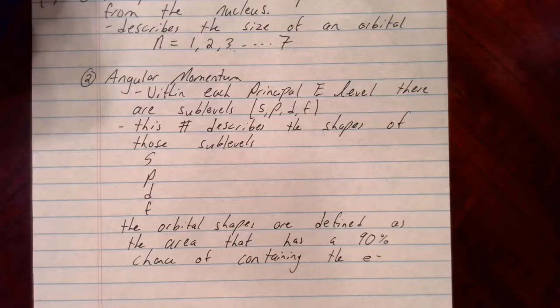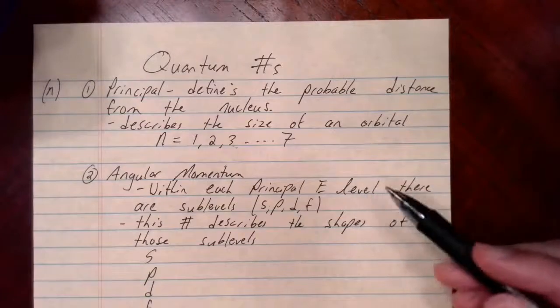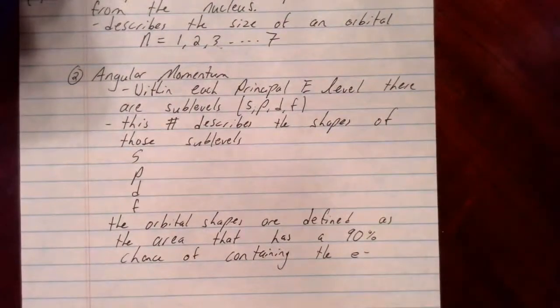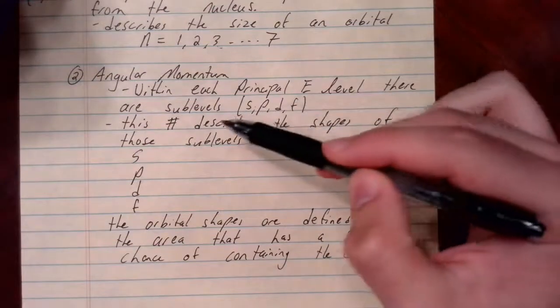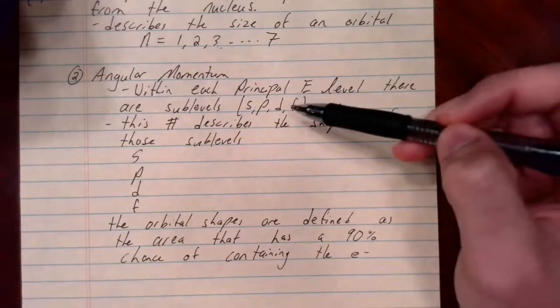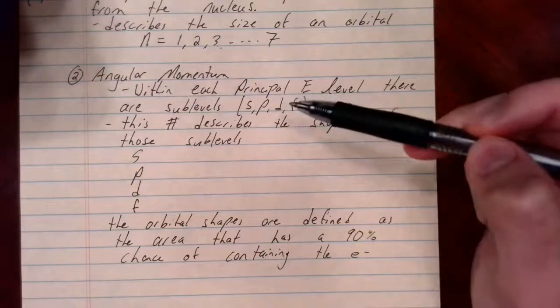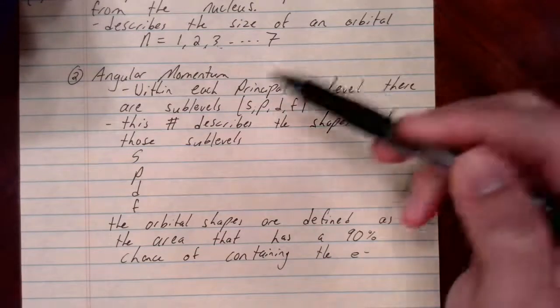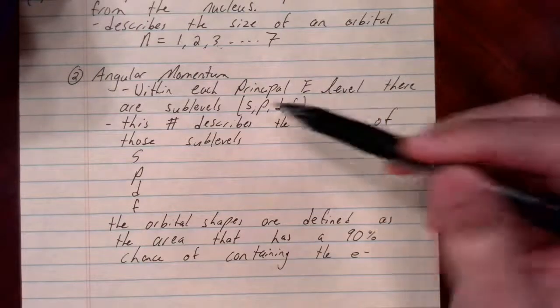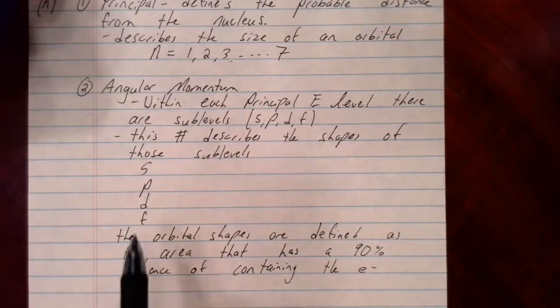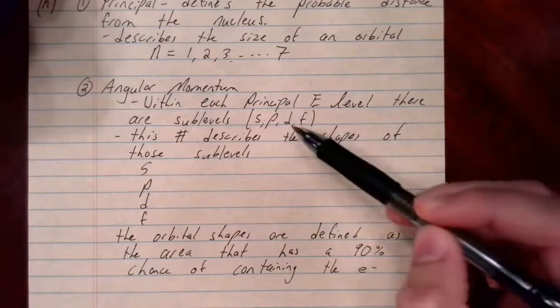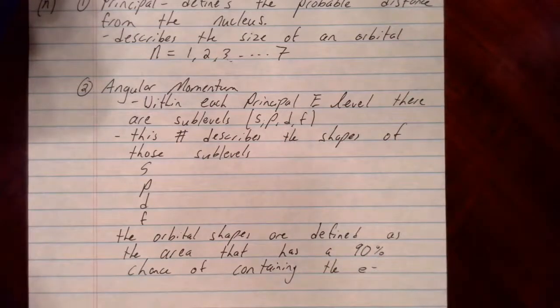Next we have the angular momentum quantum number. Within each of the principal energy levels described by the first quantum number, we have what we call sublevels, smaller levels within that main level, the 1, 2, 3, 4, 5, 6, 7 levels. Each of those has smaller sublevels. The 4 types of sublevels that we have are called s, p, d, and f. The difference between s, p, d, and f is their shapes. The angular momentum quantum number, its name isn't very descriptive, but it describes the shapes of the s, p, d, and f sublevels.